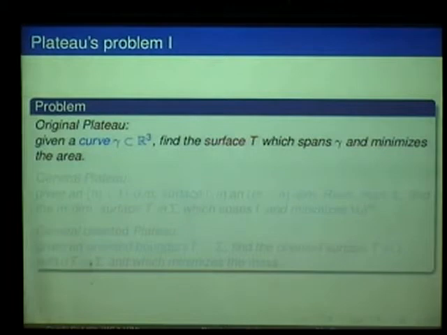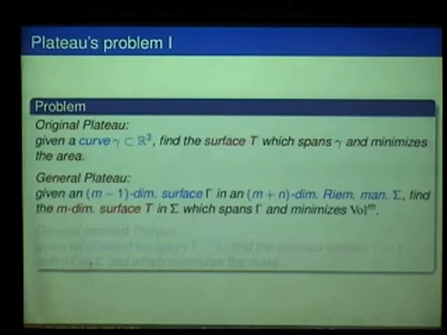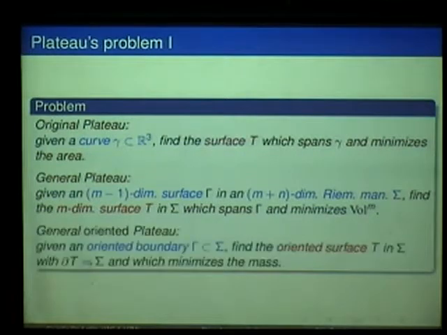So this talk is actually going to be about a more general version of this problem. A general Plateau problem, as you can easily imagine, is that given an m-1 dimensional surface gamma in an ambient Riemannian manifold sigma, you look for the surface T, which is m-dimensional, which spans gamma in sigma and minimizes the m-dimensional volume among all surfaces in sigma which span gamma. I will not treat this problem, but I will focus on a variation of it, which I will call the general oriented Plateau problem.